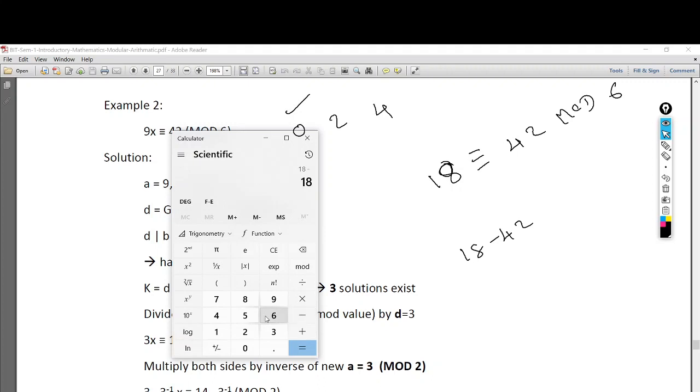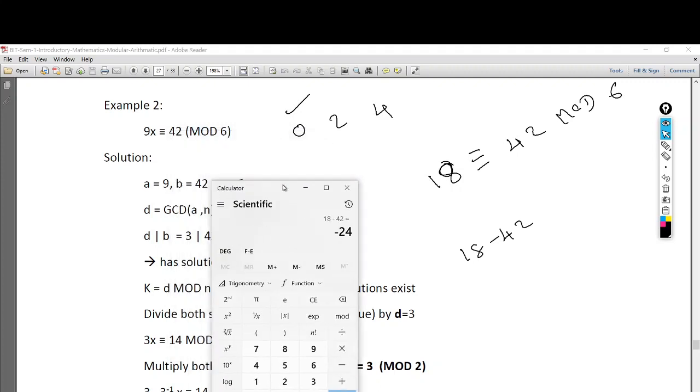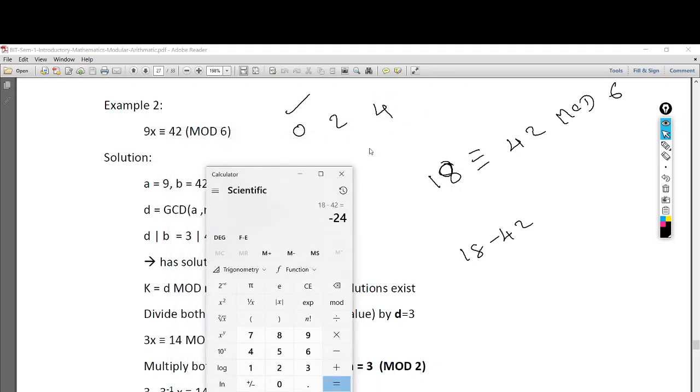18 minus 42. So 42, which is minus 24. Obviously minus 24 is divisible by 6, right? 24 is divisible by 6. So therefore, yes, that is an answer. So the third one, it is 4. Right? 4. So let's double check that.